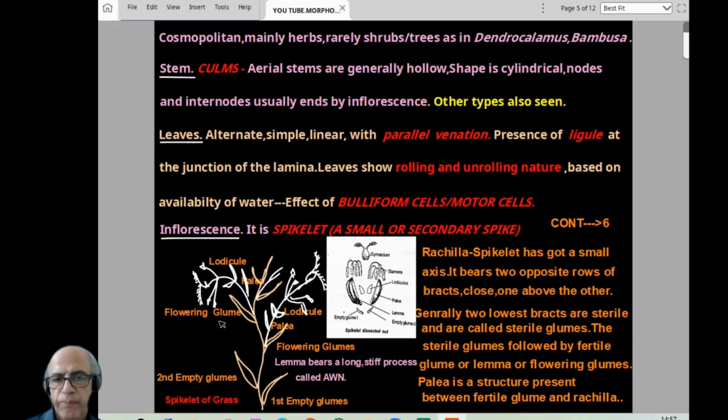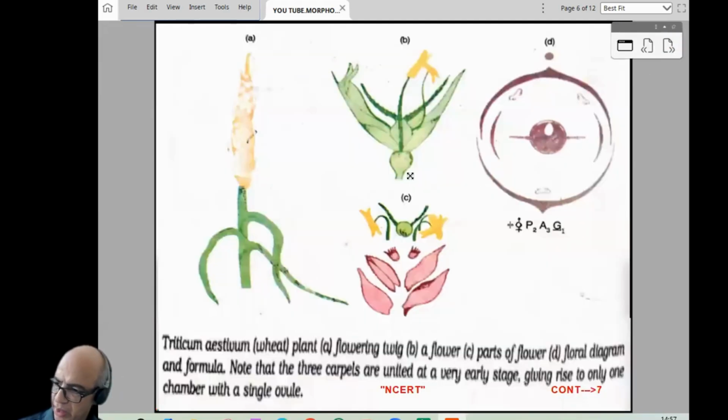So lemma, palea, then empty glumes, all familiar, I think. This diagram I purposefully drew so it will be easy for you. This will be another one, but they will be more simple to follow. Notice the diagram is there, labeling is there, everything clear. This is a spikelet of grass, a famous inflorescence. This is a previous NCERT diagram. There also we can find that arrangement, etc.